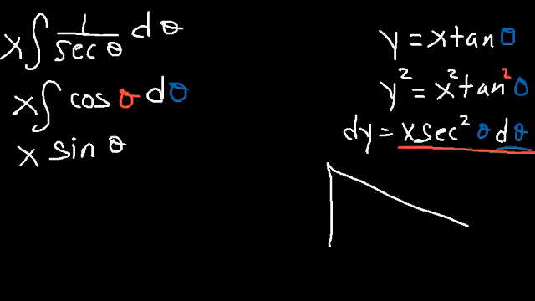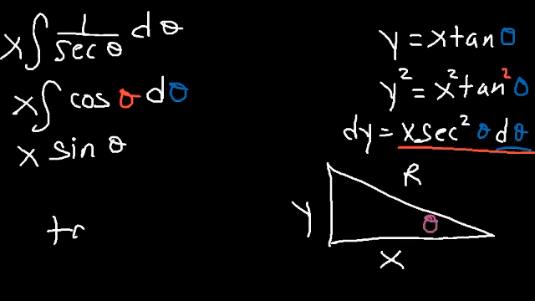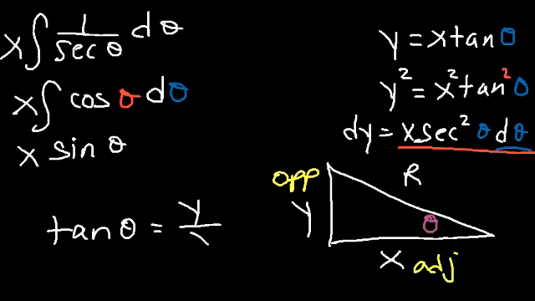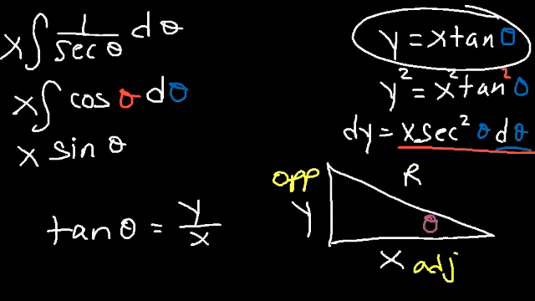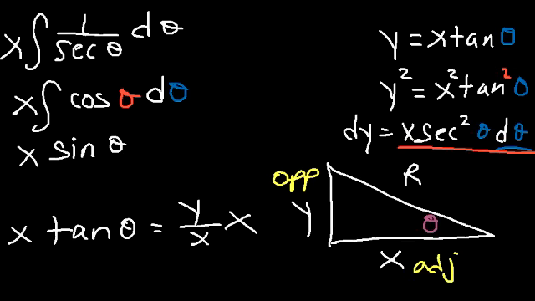Now if we draw the triangle that we had before, this was theta, here we said this is x, this is y, and this is r, which looks like the unit circle, or the triangle that's related to the unit circle. Now from this triangle, you can see that tangent is equal to the opposite side, which is associated with y, divided by the adjacent side. So tangent is y over x, which is similar to this equation. If you multiply both sides by x, you can see that x tangent theta is equal to y.